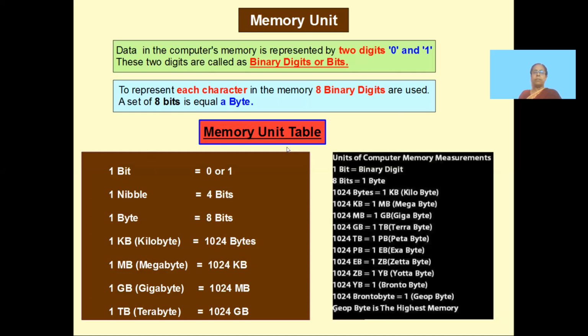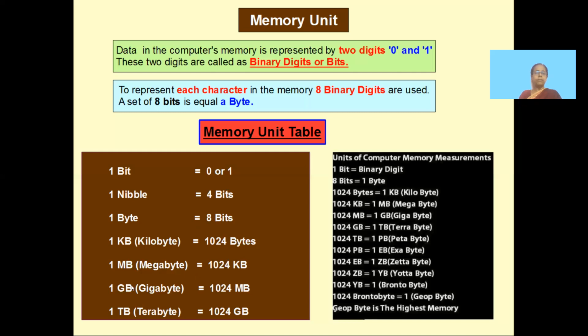So here you have a memory table, just up to terabytes. That's basic. 1 bit is calculated as zero or one, which are called binary digits. 1 nibble is equivalent to 4 bits. 1 byte is equivalent to 8 bits. Every character is 8 bits, equivalent to 1 byte. 1 kilobyte is equivalent to 1024 bytes. 1 megabyte is equivalent to 1024 kilobytes.